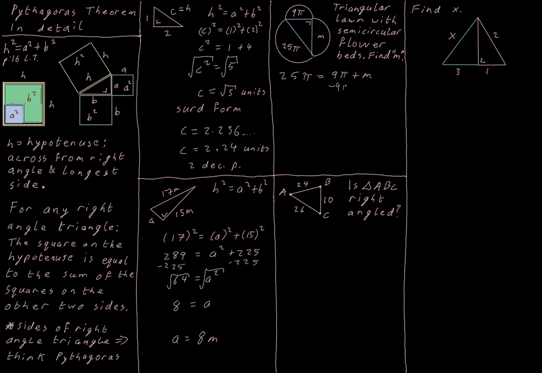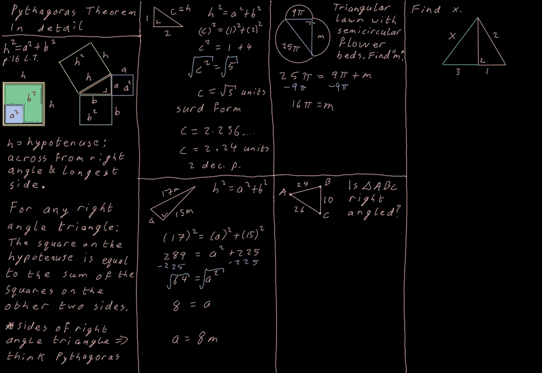we'd subtract 9 pi from both sides. Pi just moves around a little bit like a variable, though it is just the number 3.14 and the decimals keep going forever. So 16 pi is equal to m. So we can use Pythagoras in that way.